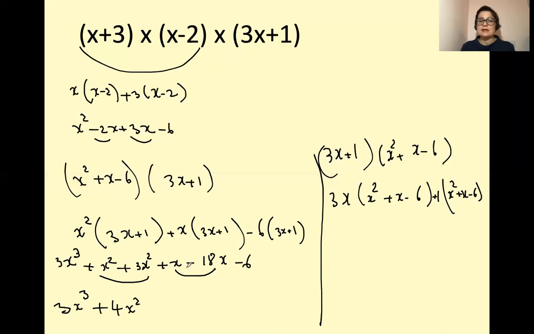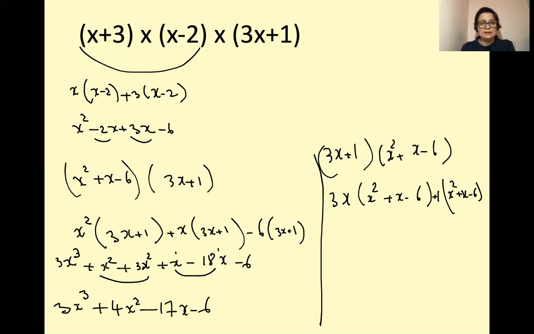And here, same letter x, same power, x to the power of 1. That's why these 2 are like terms. You don't add x to the power of 2 to x. Just x, okay, because they are not like terms. Now, x minus 18x, the answer is going to be minus 17x minus 6.